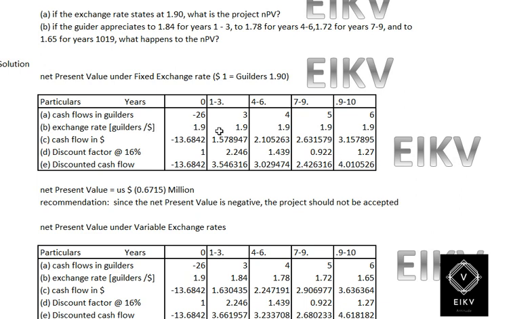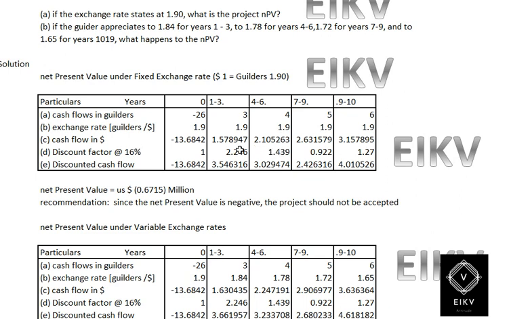And then we have the exchange rate of 1.9. So when we divide 26 by 1.9, we will get the cash flow in dollars. We need to divide every cash inflow and outflow by 1.9 to get the amount in dollars.